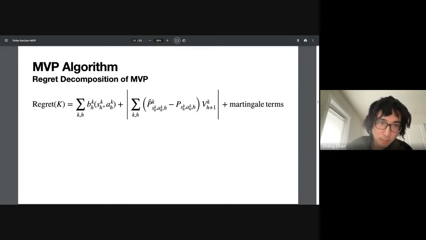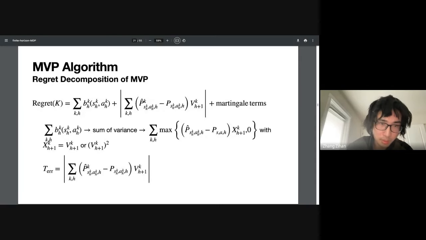By the property above, we can decompose the regret of MVP in the following form. So here we have three terms. The first term is the sum of the bonus. The second term is an error term, which is due to the difference between the empirical transition and the true transition. And the third term is some martingale terms, which is easy to deal with. So we here focus on the first two terms.